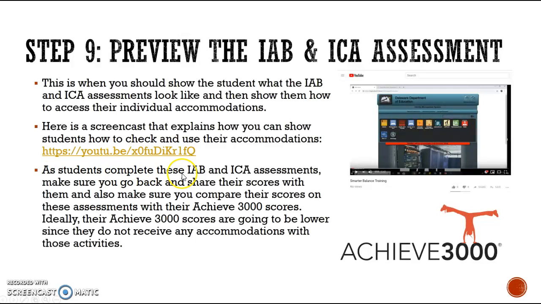And once they look at their IAB and ICA assessment scores, they need to compare those scores to the scores they get in their Achieve 3000 class with reading enrichment. In Achieve 3000, they're not able to get any accommodations, but for the IABs and the ICAs, they can get accommodations. So hopefully the IABs and ICAs have higher scores than Achieve 3000, because we want them to know that they need to be using these accommodations all the time to show true success.